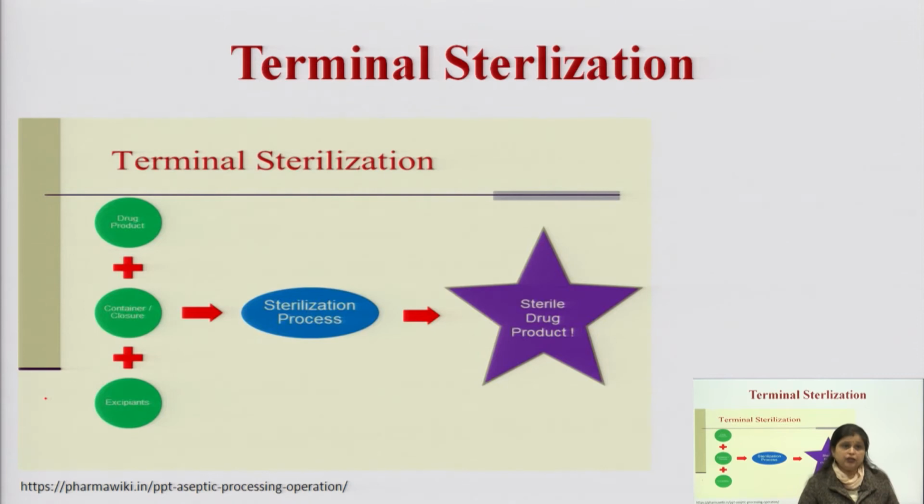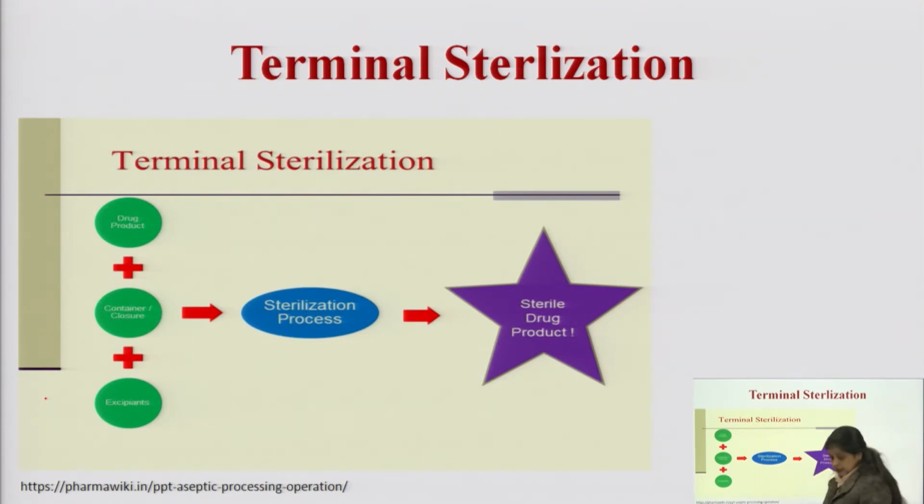For that, what do we need to do? As we do not want any type of contamination within those products, we have to do the sterilization, and sterilization can be either terminal sterilization or in-process sterilization. Now, what is the difference between terminal sterilization and in-process sterilization? Terminal sterilization is a sterilization in which we do the end product sterilization.